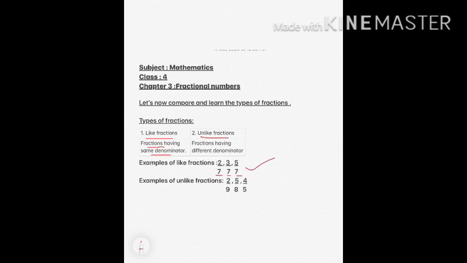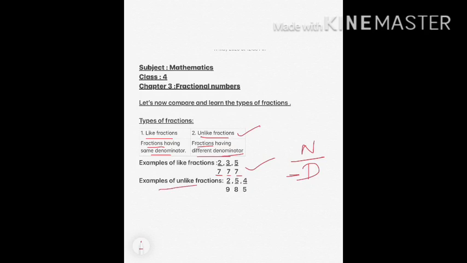Numerator is the upper number, and denominator is the lower number. So you just focus on the denominator, which is the same. Unlike fractions are fractions having different denominators.